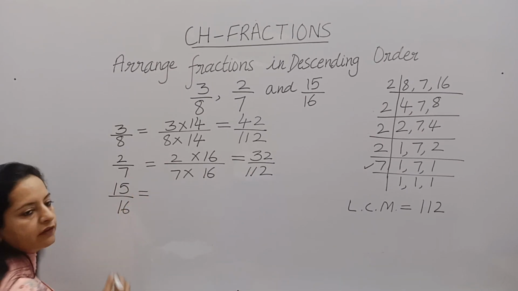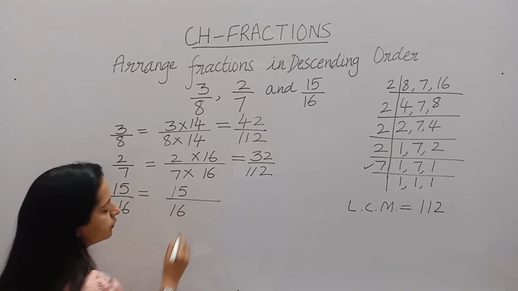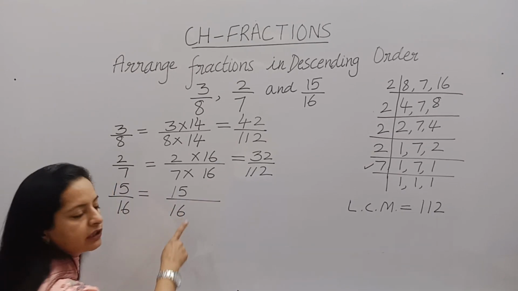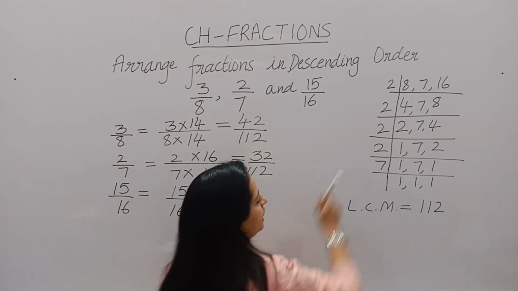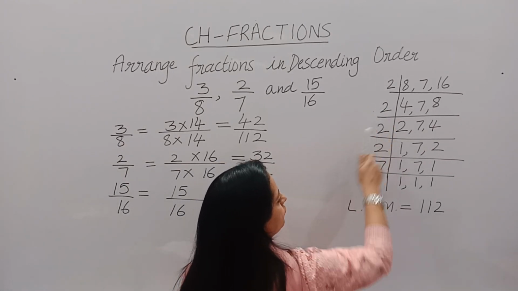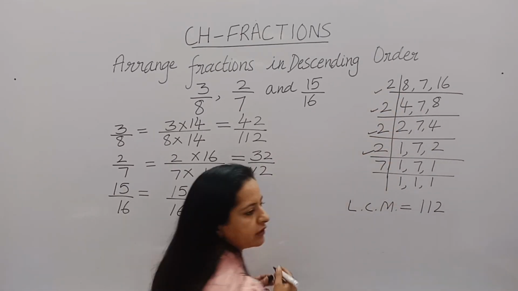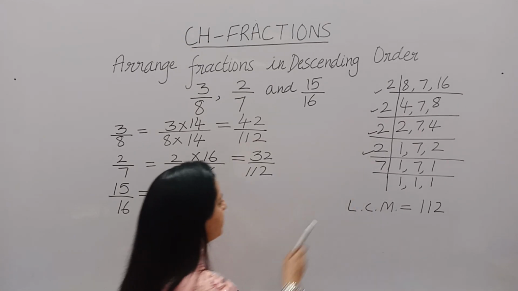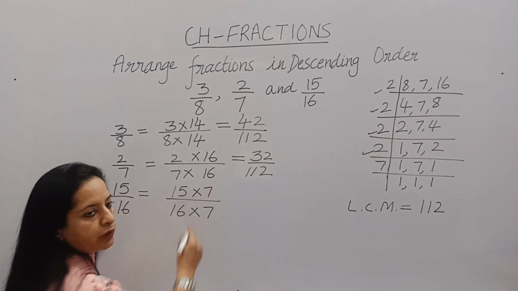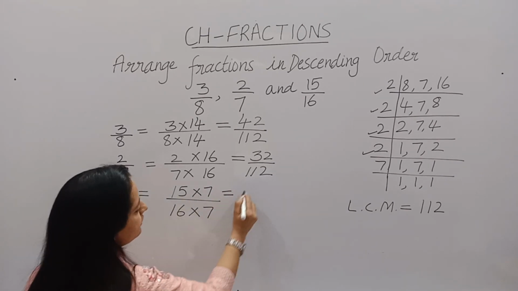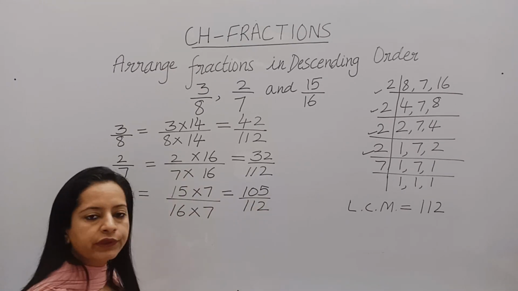The next one we have is 15 upon 16. Now with which number shall we multiply 16 to get 112? Now I have removed this tick. Here we have 2 to the 4, 4 to the 8 and 8 to the 16, so the remaining number is 7. So we multiply 16 by 7, and we multiply the numerator also by 7. 15 times 7 is 105 upon 112.